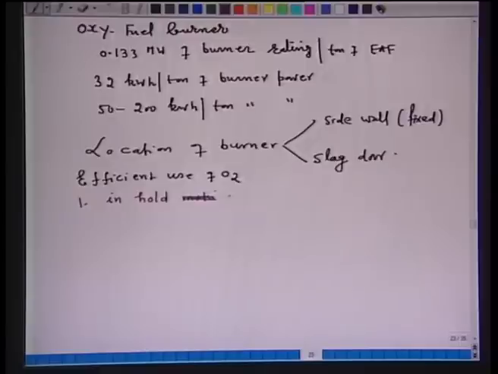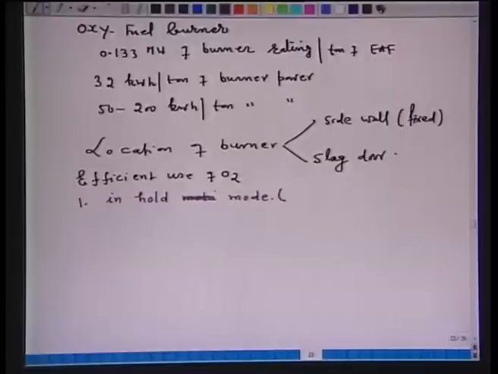Which can work in hold mode. I am listing now the requirements of a burner which is to be designed to carry out all the functions simultaneously when it is mounted fixed on the side wall. First thing is that the burner should be able to work in hold mode. That means the holes should not plug, that is important.